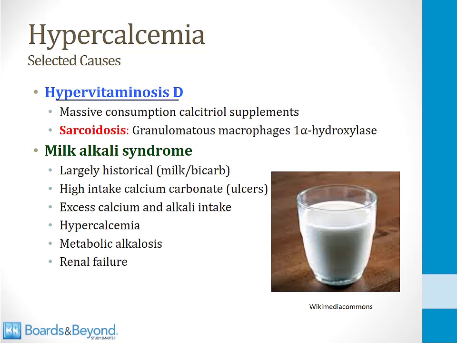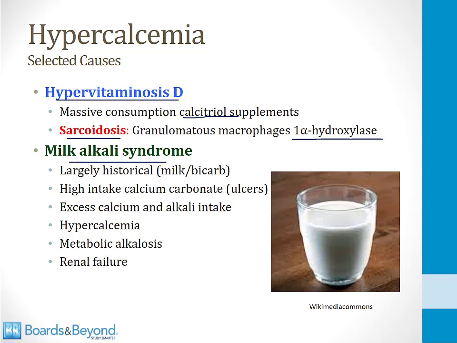Hypervitaminosis D occurs when there are excess levels of the active form of vitamin D found in the body. This has been rarely reported among patients who consume massive amounts of the active form of vitamin D, calcitriol, via supplements. This can also occur in sarcoidosis. That's because granulomas have macrophages with the 1-alpha hydroxylase enzyme, which activates vitamin D, so this can go on to lead to elevated activity of vitamin D.